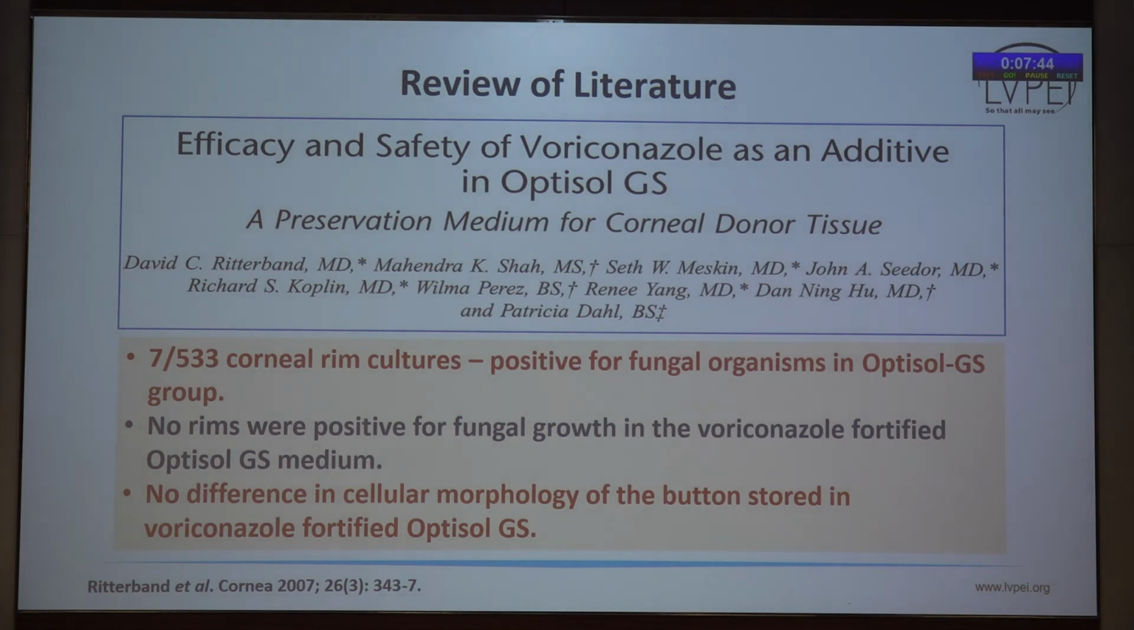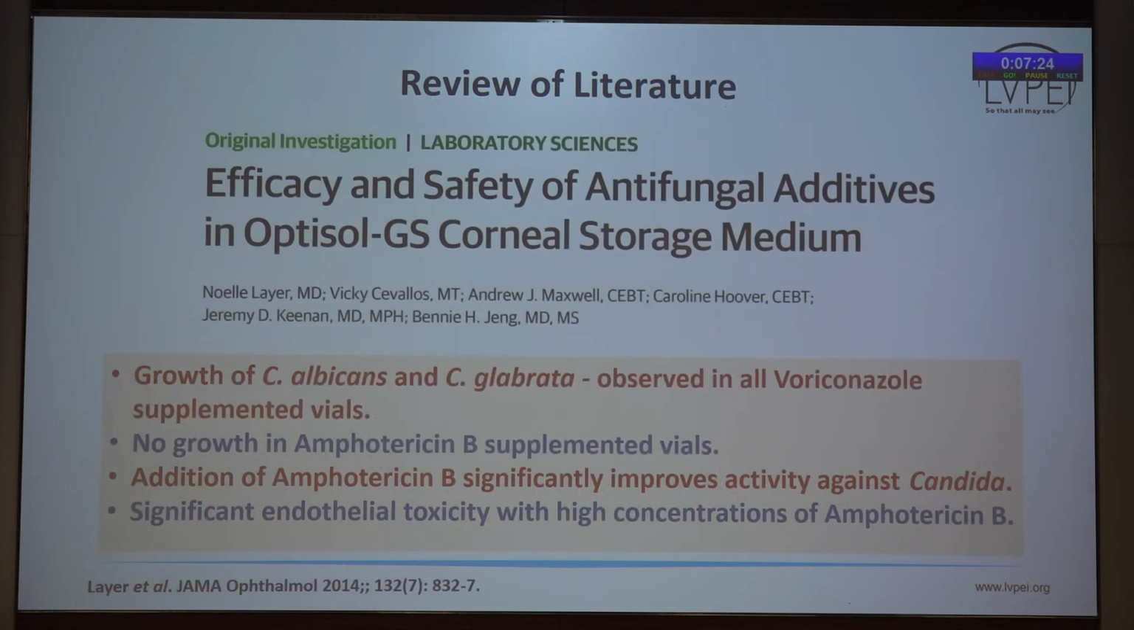Any drug will have an efficacy and safety profile. In this study, voriconazole was added in Optisol GS, and you can see 7 out of 533 corneas were positive for fungal organisms in plain Optisol, whereas when it is fortified with voriconazole, there are no rims which are positive. There is no difference in cellular morphology, so it is not very toxic either. But this study says they have taken only Candida and Candida glabrata, so no growth in the amphotericin B supplemented ones. Whereas in the previous one it was voriconazole, and there is endothelial toxicity when you increase the concentration. So you need to find a dosage that is efficacious but least toxic.